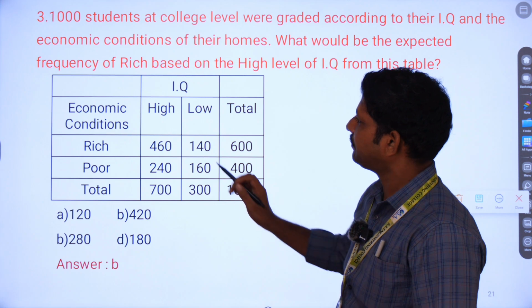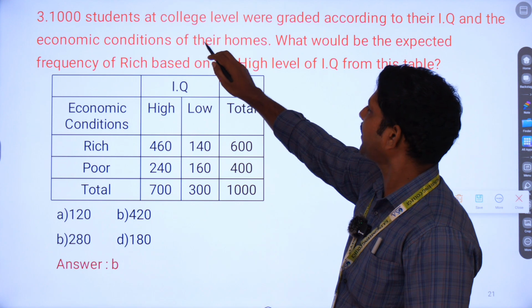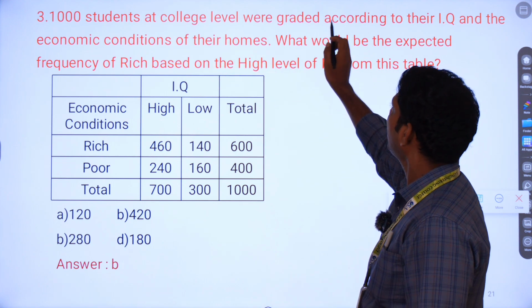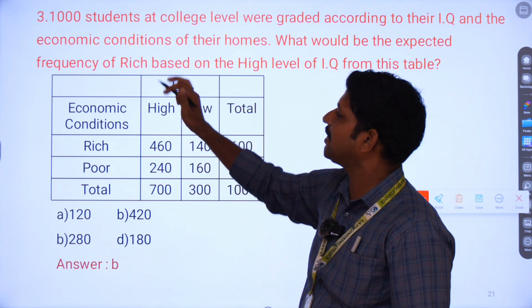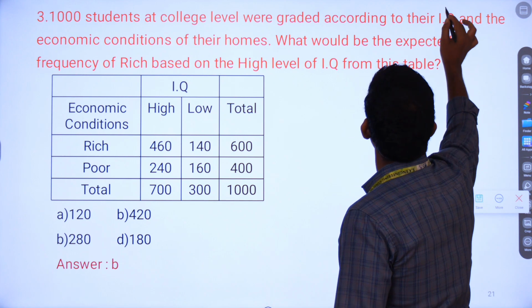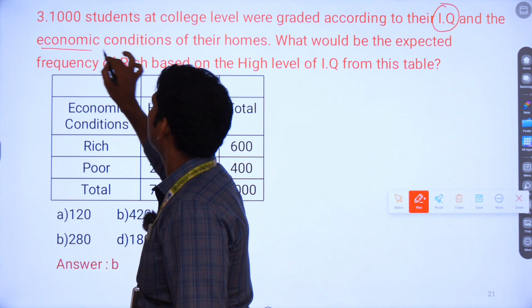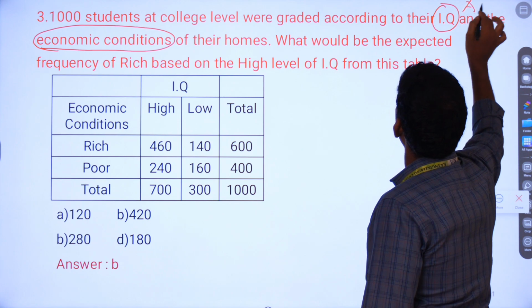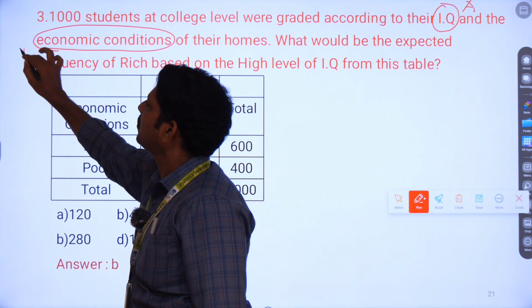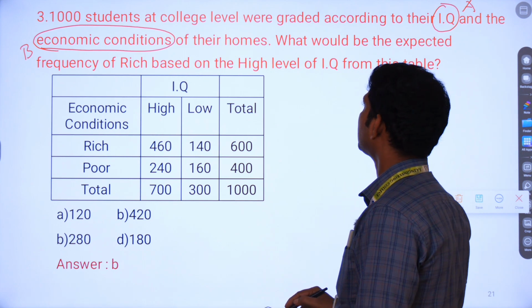Next, the third one. 1000 students at a college level were graded according to their IQ and economic conditions. Clearly here IQ is one and economic condition is two. Both are attributes, so they are different attributes. That is the identification for a chi-square distribution.